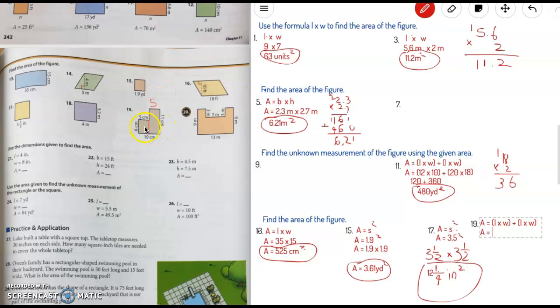Let's look at the first rectangle. What is the length of this tiny one? 6 centimeters. And the width of this tiny one? 5. Okay, and the length of this tall one? 11. And the width of this tall one is 5. 6 times 5, 11 times 5, 30 plus 55, 85 centimeters. And our units squared. Fantastic. Guys are doing great.